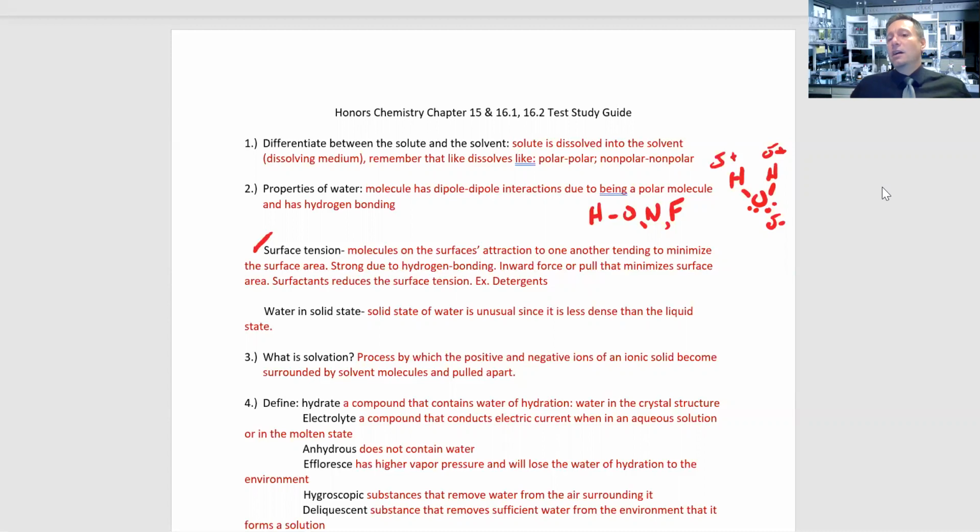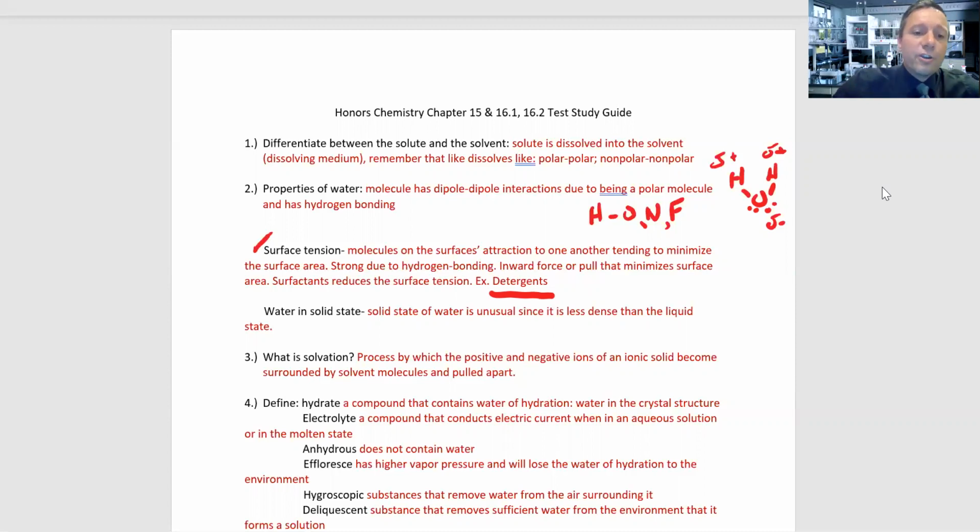Now that can be disrupted and broken if surfactants are added, and we talked about a surfactant, and right here is that term. An example of a surfactant is detergents. Soaps and detergents are examples of surfactants, and they reduce the surface tension and thus break the hold that the water molecules would have on each other. All right, that is surface tension.